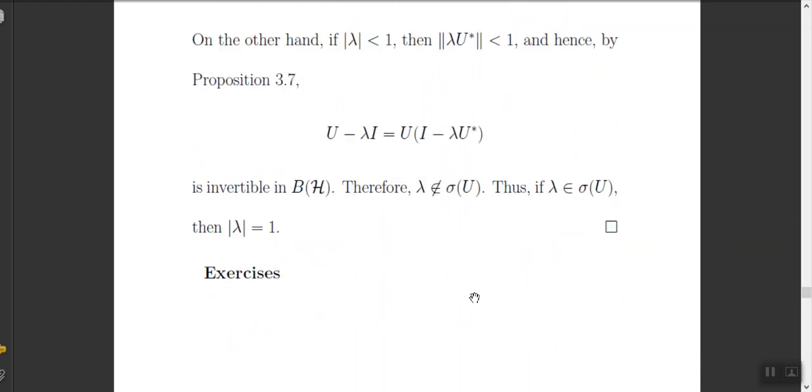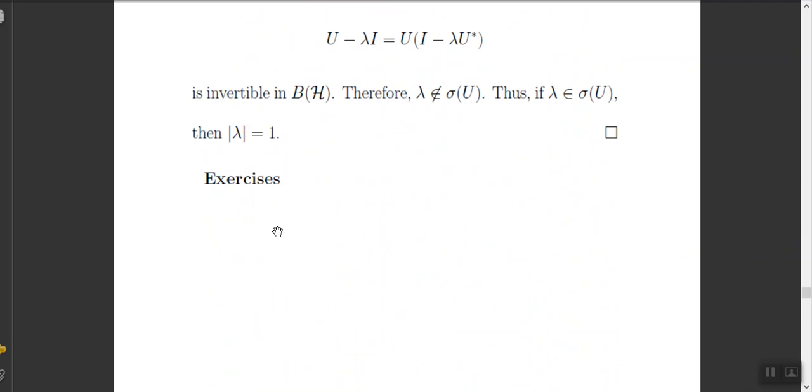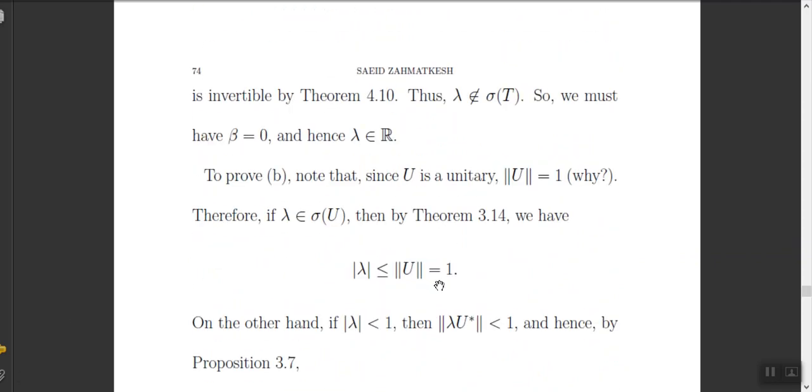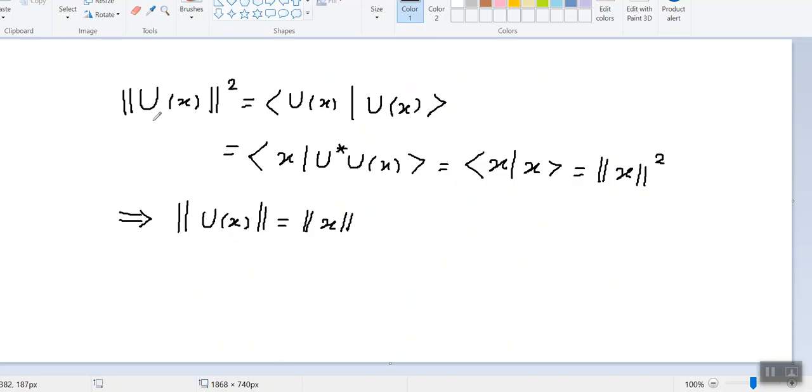Look at here. This exercise is empty, nothing here. I just want to give you some indication of how to prove the norm of U equals 1. Look at here. The norm of Ux squared, where Ux is an element of the Hilbert space, is defined to be the inner product of Ux and Ux. And this equals, by the property of the adjoint operator, the inner product of x and U star Ux.